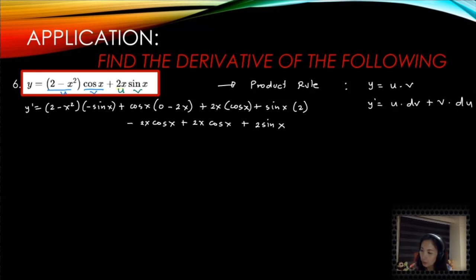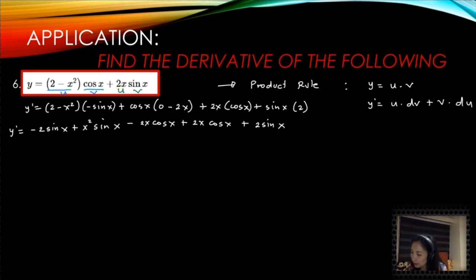Okay, let me add that in. So let's go back to the first. y prime is equal to, multiplying this with this now, we get negative 2 sine x. And multiplying negative x squared with negative sine x, what do we get? Plus x squared sine x.